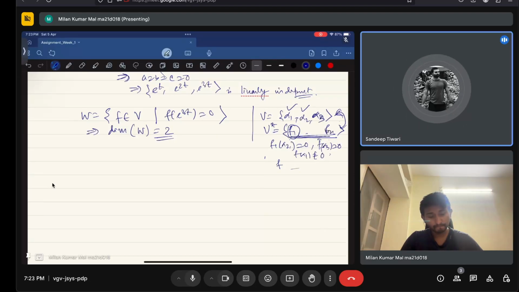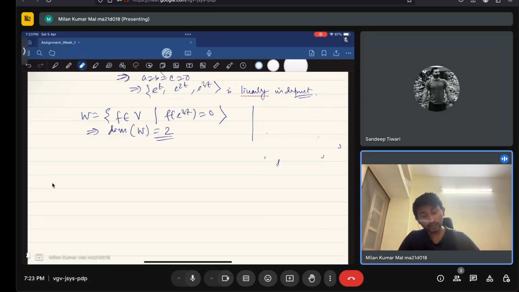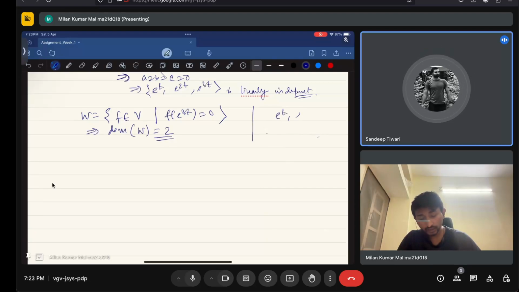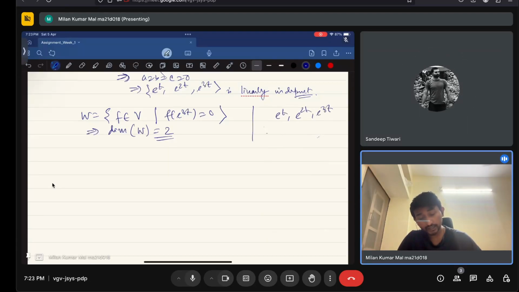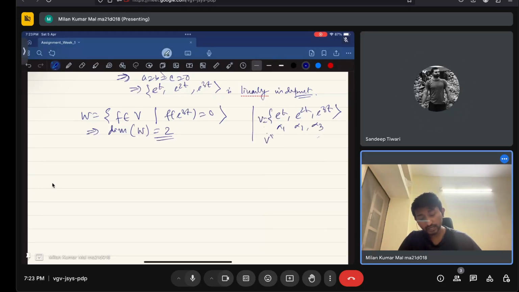Sir, if we take alpha 3 as e to the power 3t, sir. Sir, listen to me. Obviously I am talking about this one. Alpha 1 is e to the power t, alpha 2 is e to the power 2t, alpha 3 is e to the power 3t. They are a linearly independent ordered basis. There is no point about that. And this is V. So V star is equal to span of f1, f2, f3.